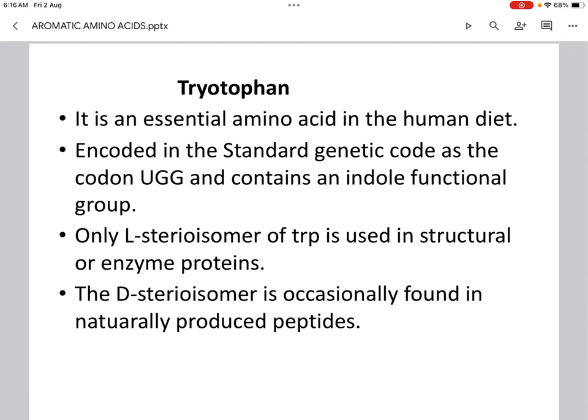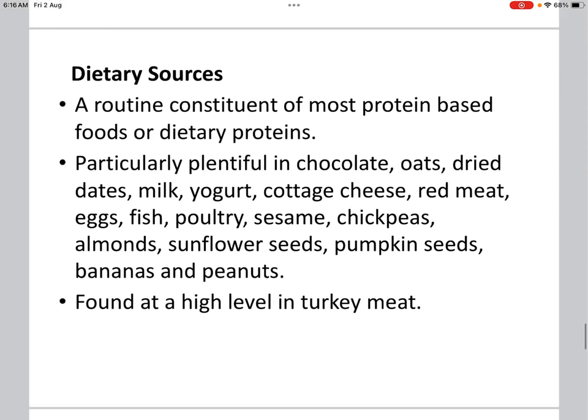Next, we'll go to tryptophan. It is an essential amino acid in the human diet. It is encoded in the standard genetic code as the codon UGG and contains an indole functional group. Only the L stereoisomer of tryptophan is used in structural and enzyme proteins, and the D stereoisomer is occasionally found in naturally produced peptides.